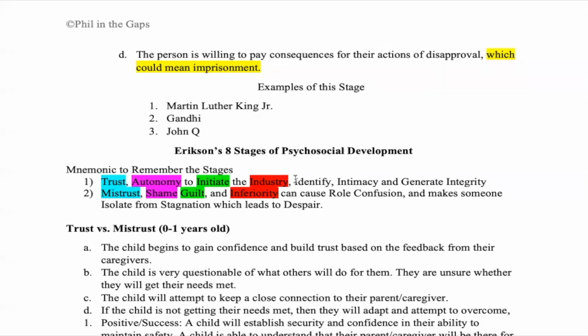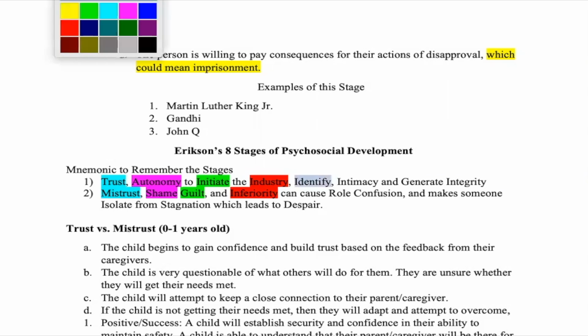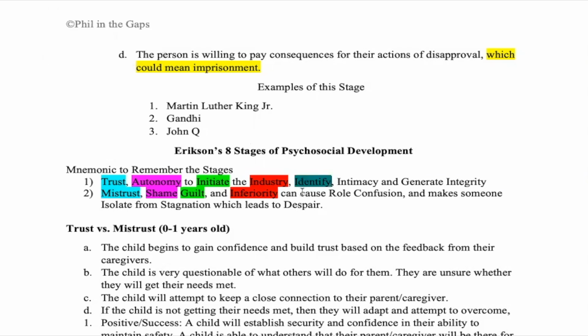If somebody's had trust within their environment, they've had autonomy or freedom to have somebody navigate them through life. They've been able to initiate projects on their own. They've been able to punch the clock in the industry. They are then going to start identifying who they are and what they want to see. If somebody's had mistrust, shame, and they feel guilty asserting themselves, they feel inferior to other people around them, they're going to have role confusion. They're going to be confused who they are and where they are at.